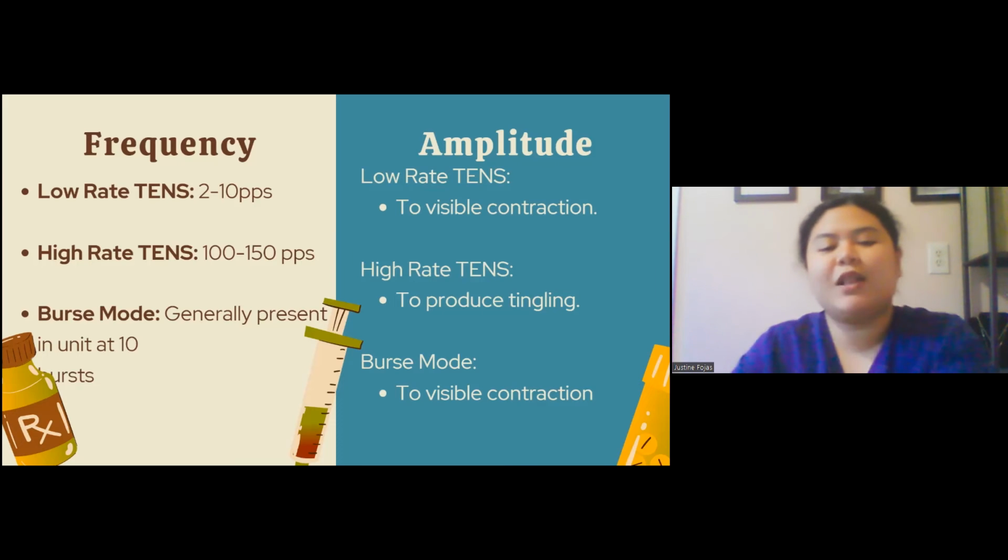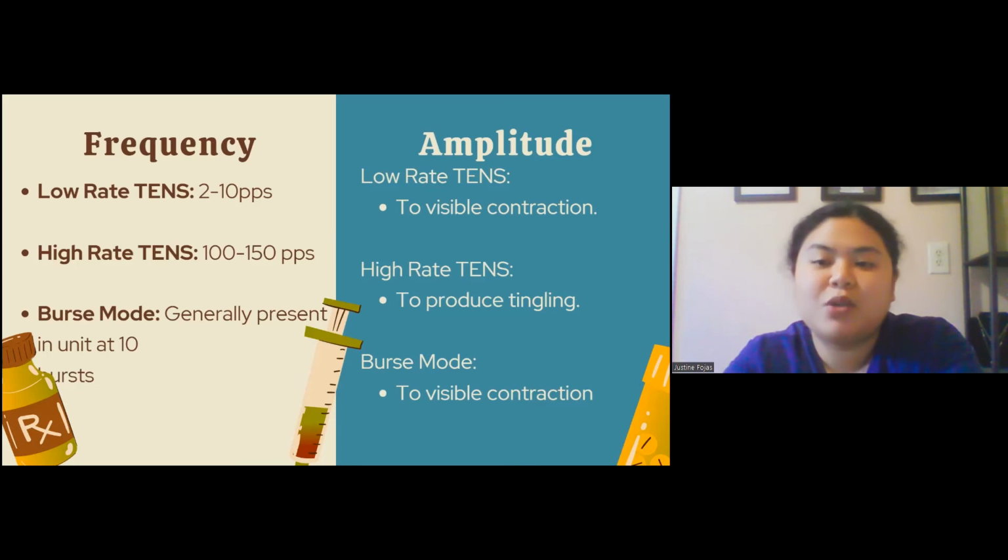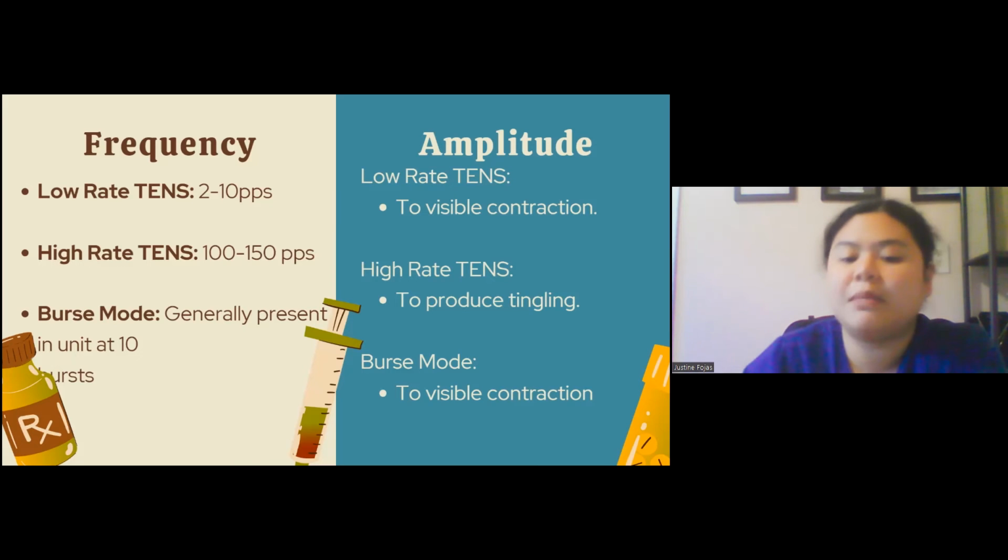Amplitude also differs. For low rate TENS, it should produce a visible contraction, and that is the highest we can do. For high rate TENS, the patient should have a tingling sensation or it should produce tingling. And for burst mode, there is also supposed to be a visible contraction.